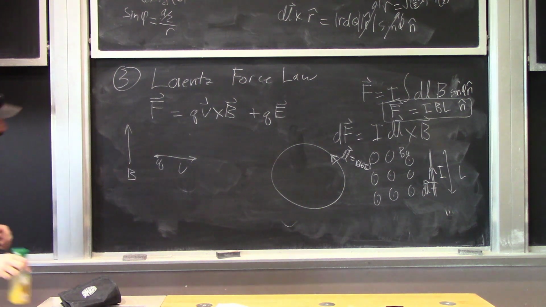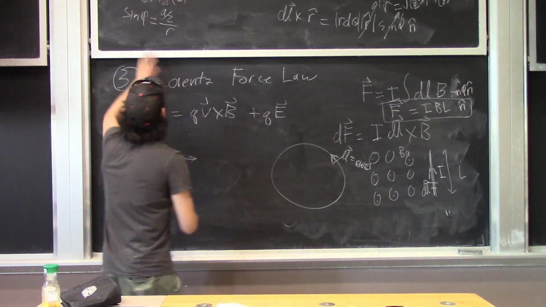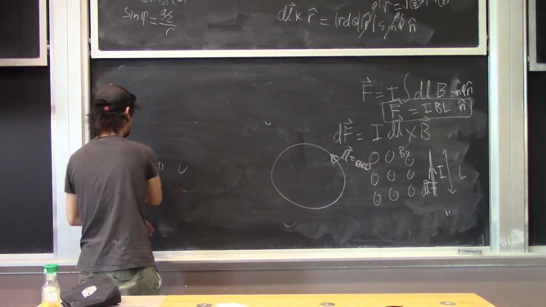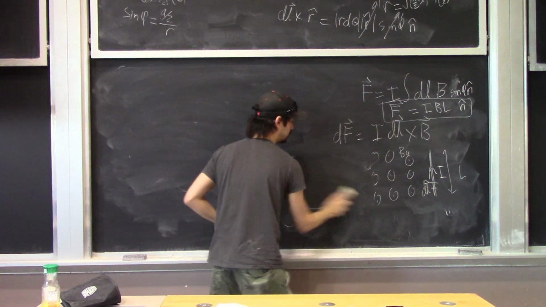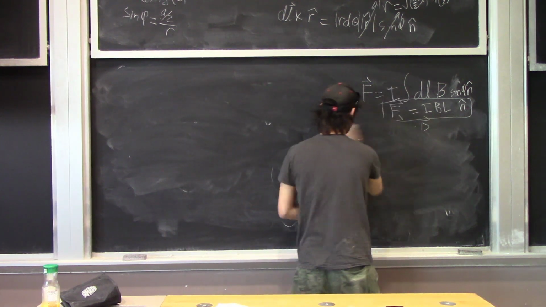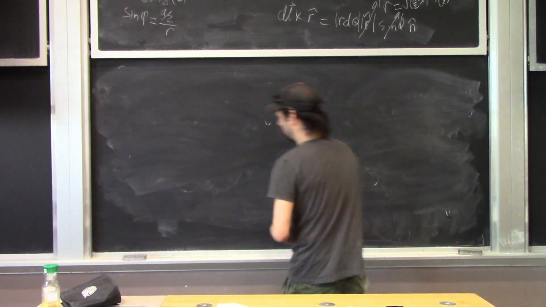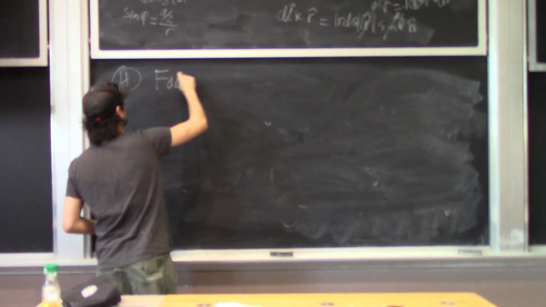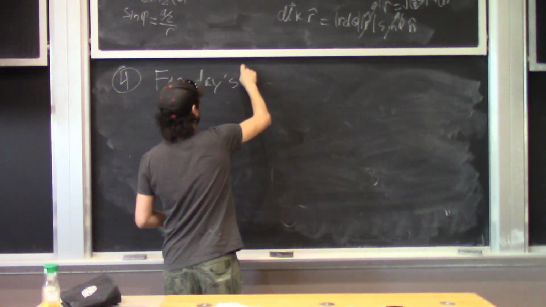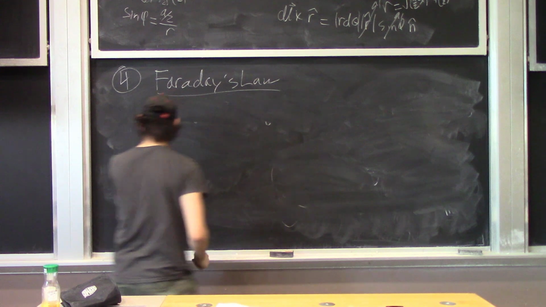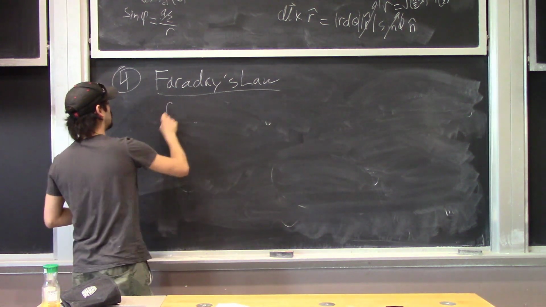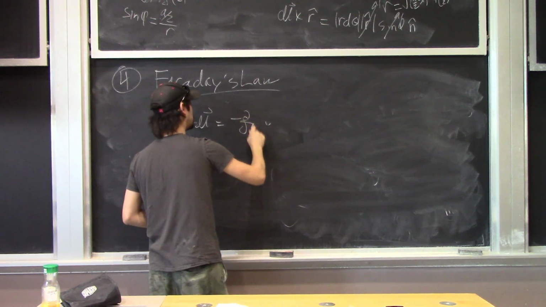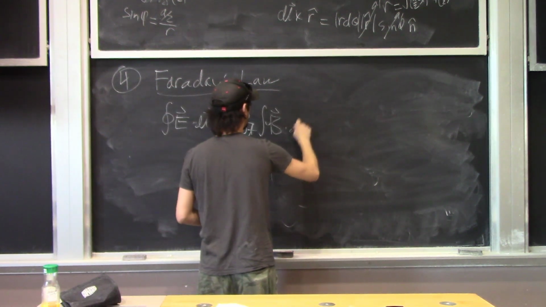Okay. The last equation that we had was Faraday's law. So Faraday's law says, this is number 4, and this is what we've been working on the last 2 weeks here. Faraday's law says the integral of E dot dl is equal to the negative partial derivative with respect to time of the integral of B dot dA.